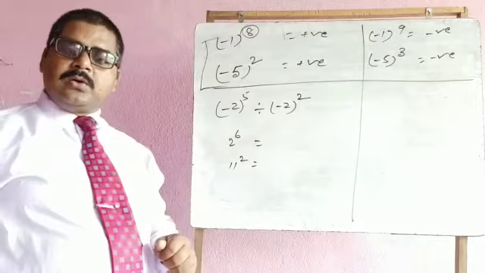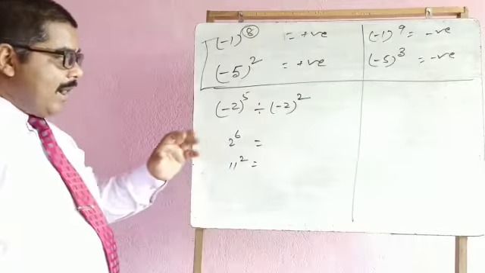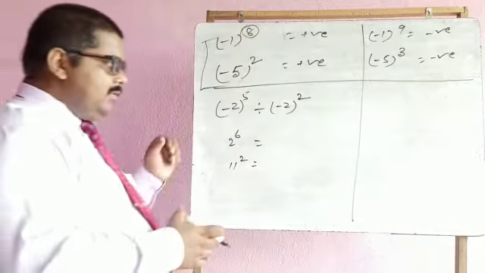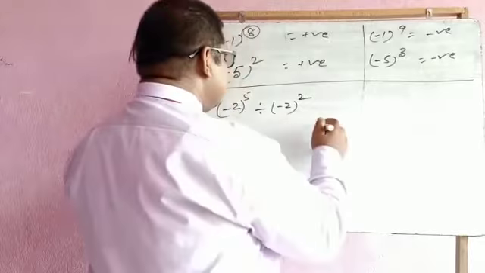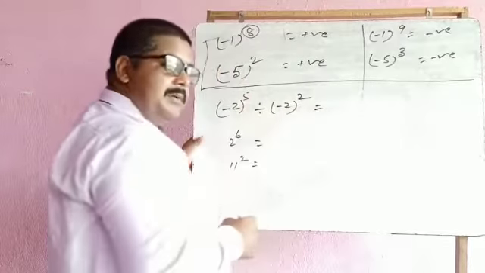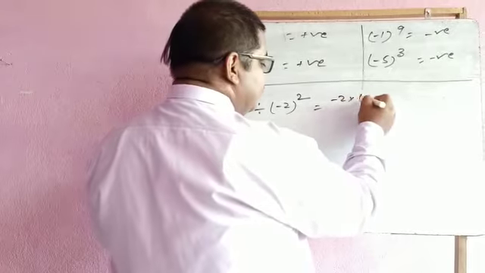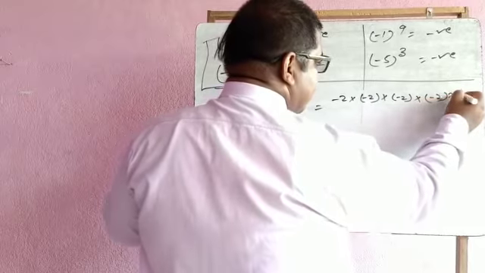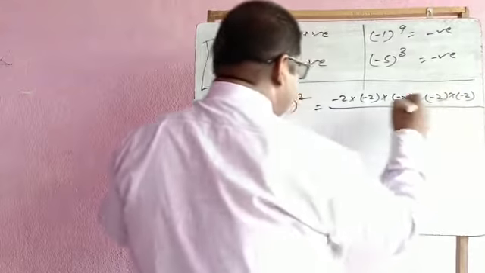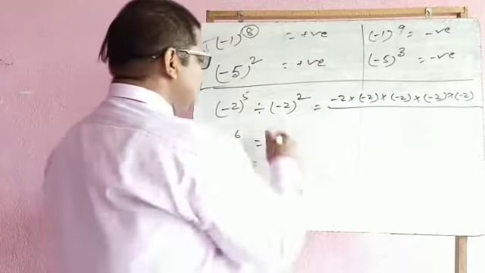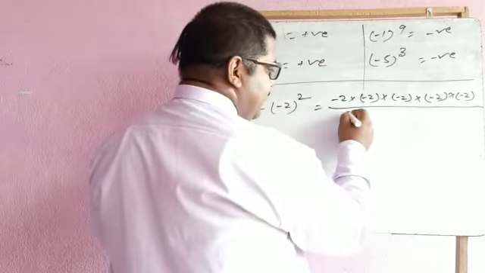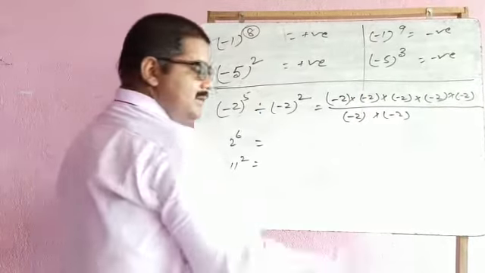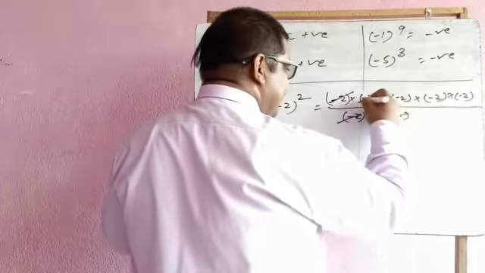Look at the next type of questions given in your book: find out the values. You can easily find its value, because minus 2 to the power 5 means minus 2 into minus 2 into minus 2 into minus 2 into minus 2, 5 times, and it is divided by minus 2 to the power 2, which means minus 2 into minus 2. Since it is division, you need to cancel.